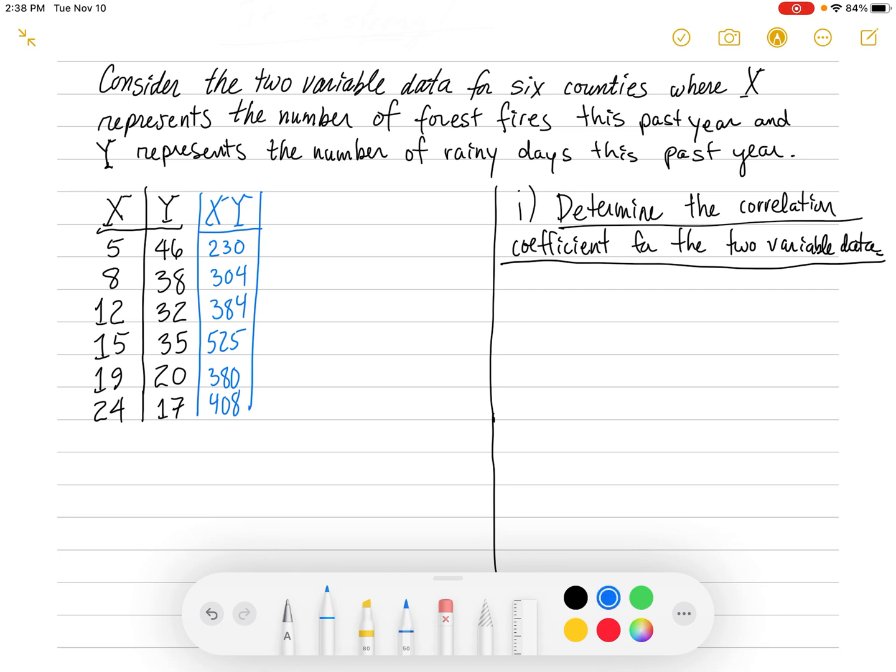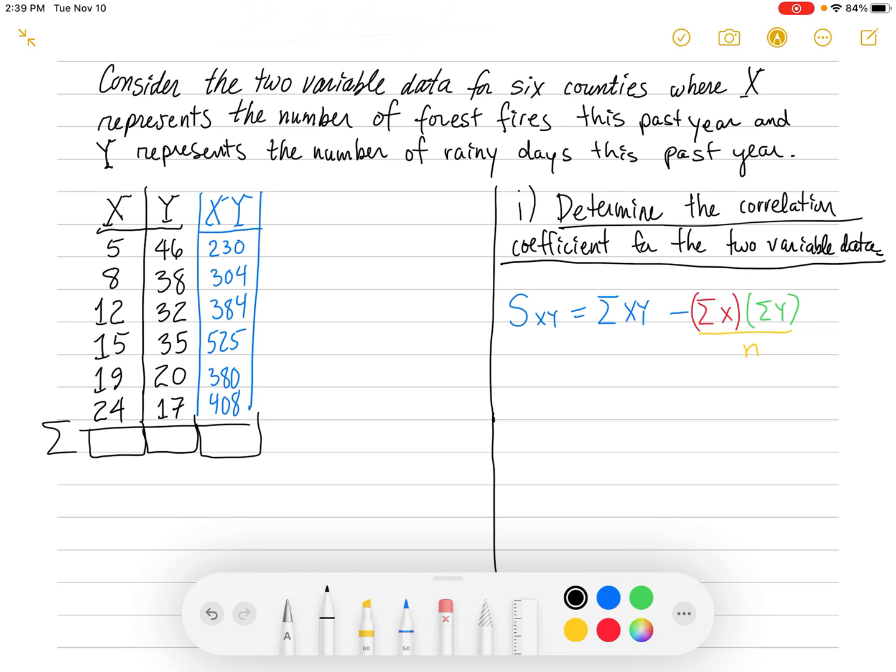Now, why am I doing this? Well, I'm going to have to find this thing called SXY. You take the X's times the Y's, add those up, and then you subtract the sum of the X's times the sum of the Y's divided by n. So I'm going to make a little summation symbol, and I'm going to sum across each of these columns.